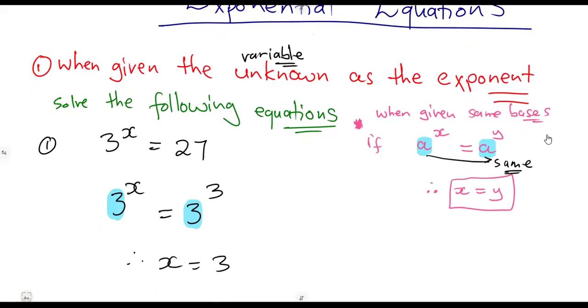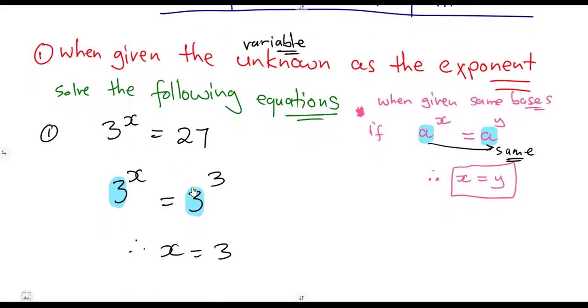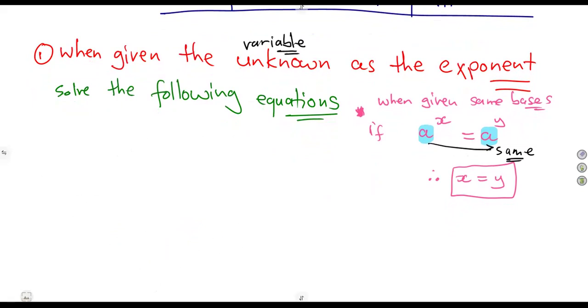Automatically, they will be equal because of these same bases. It only happens if you see that the bases are the same. If they are not, guys, you cannot do that. All right. So that is why you have to change to make sure that those bases are the same. All right. Let's see this one.